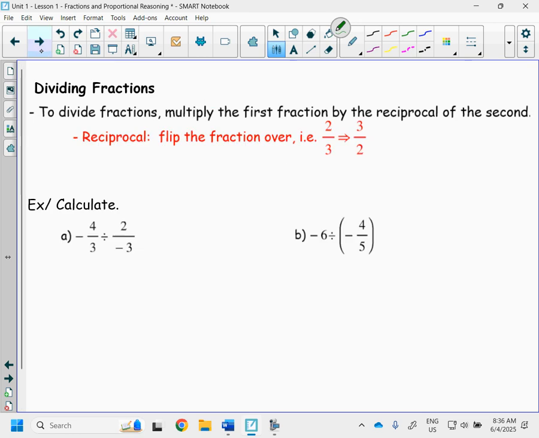Let's talk about dividing. To divide fractions, I'm going to turn it into multiplying. I can do that by finding the reciprocal of the second term.